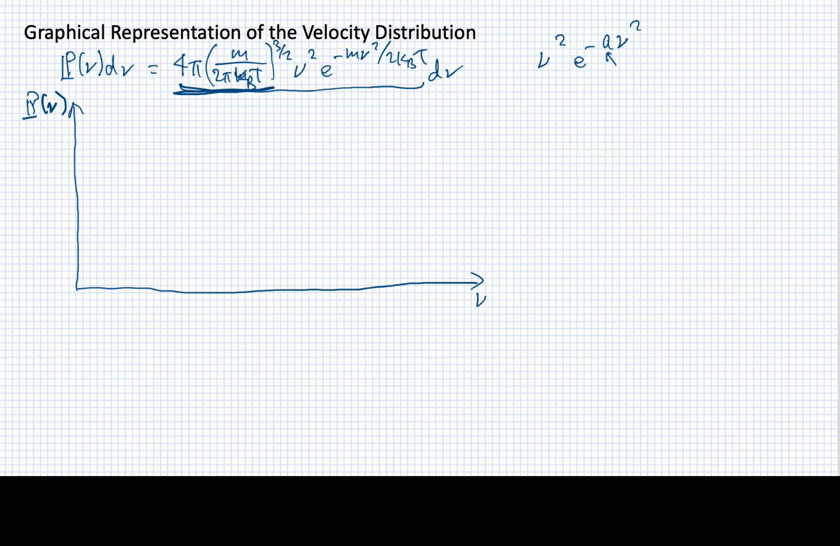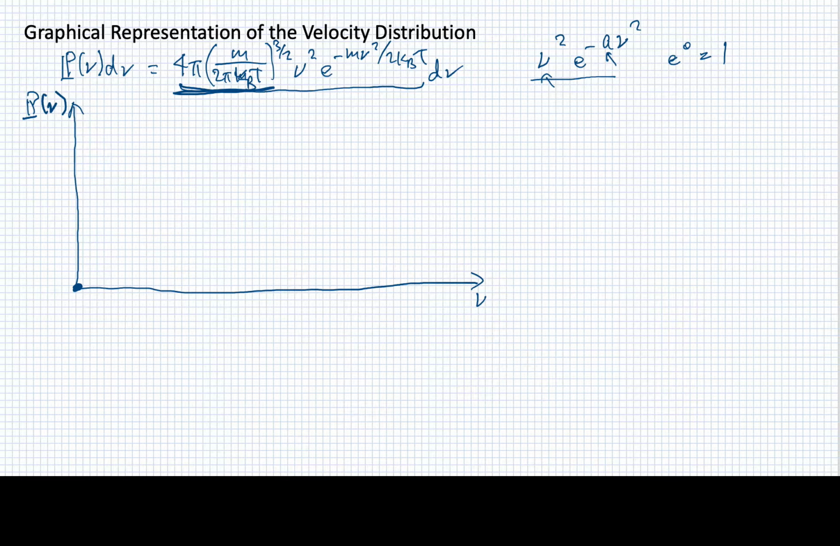When v is small, let's say v is near 0, this exponent part is going to be e to the 0, which just equals 1. But this part over here is going to be equal to 0. So in fact, we're going to start at 0 when we draw this distribution. So it's going to grow from there because everything in this expression is a positive quantity. There's nothing in here that can become negative.